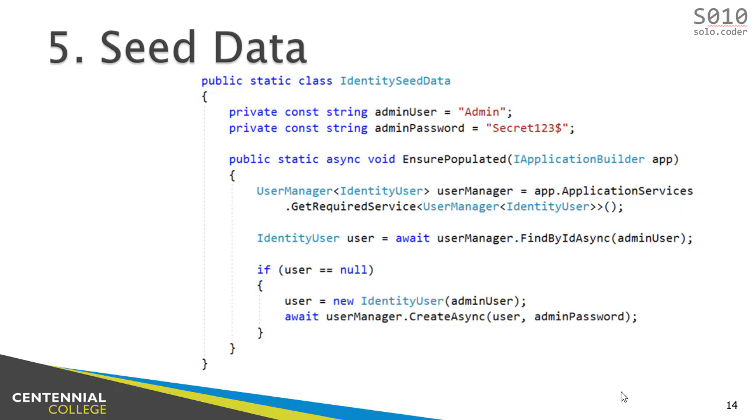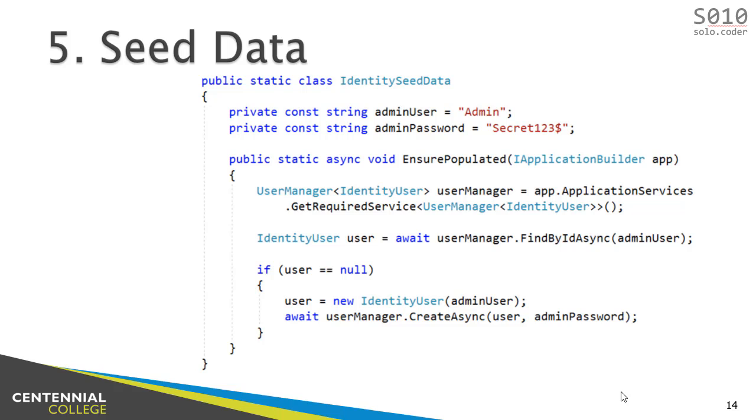The user manager will be the one that, see what it's doing here. It's trying to find the admin user. It sets to admin. So I'm declaring a user of type identity user. If the user does not exist, what is it doing here? It creates the user. If it exists, it doesn't do anything.